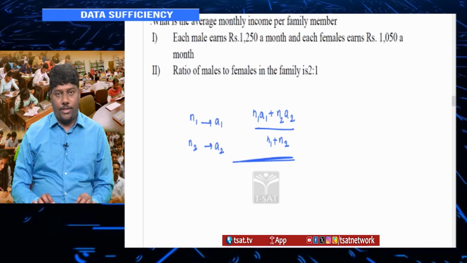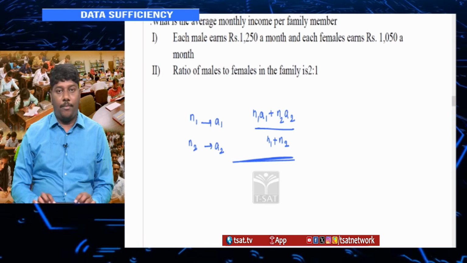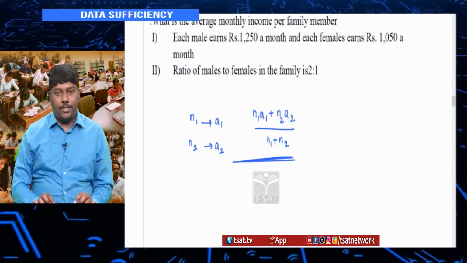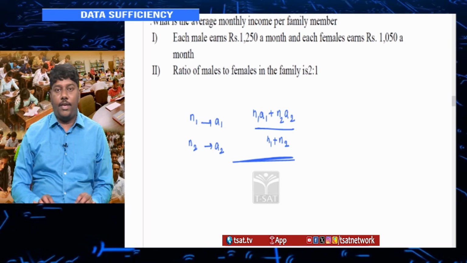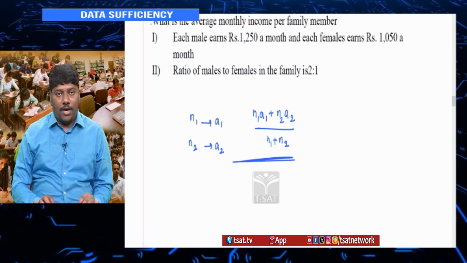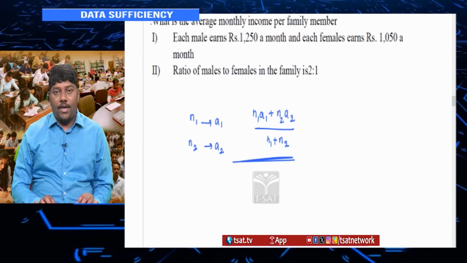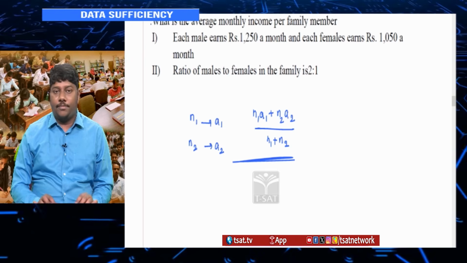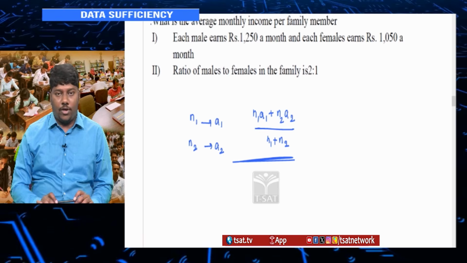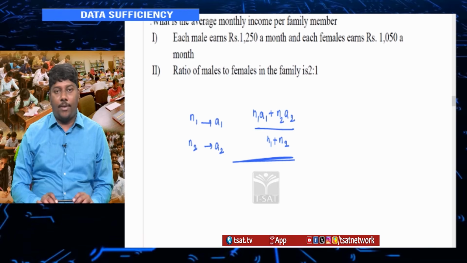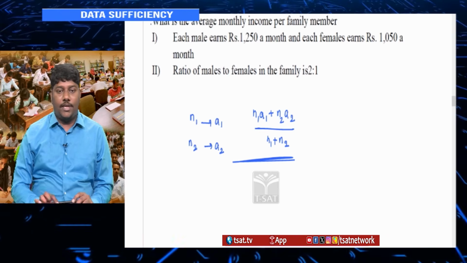So 1 is not sufficient, 2 is not sufficient, but when you combine both of them, that is sufficient. Therefore D is sufficient because you are getting the ratio and you are also getting their individual salary. I don't need to find out the answer. I just need to say whether it is sufficient or not. Yes, it is sufficient when you combine them. So the answer is D over there.